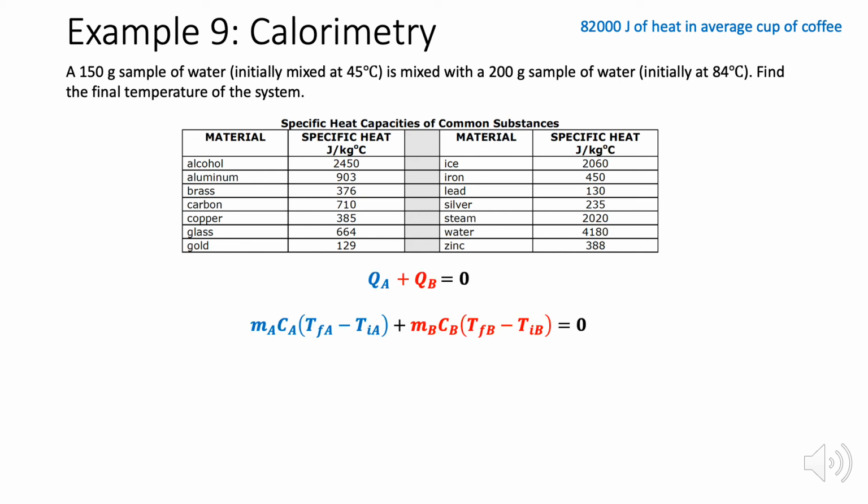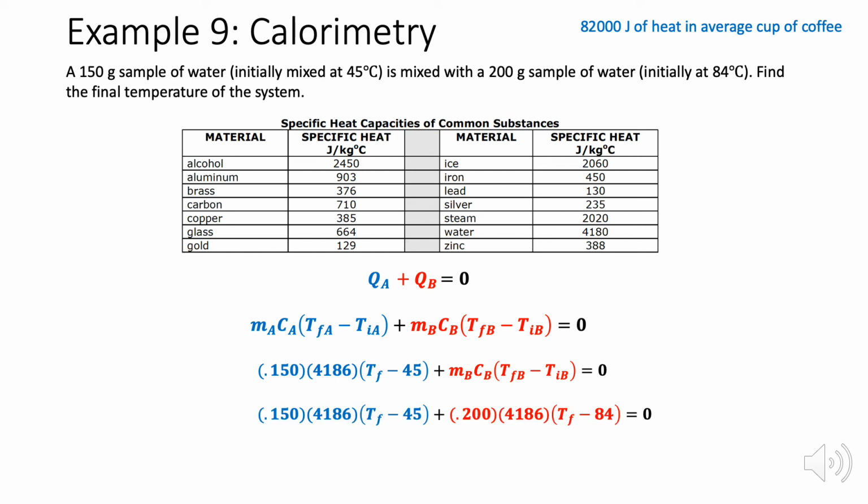Now, for the first water case, the 150 grams, it gives me the mass and the initial temperature. And I know the specific heat of water, which is 4,186. I did change the 150 grams to kilograms, which is 0.150. Now for the second water sample, at 200 grams, I know the same information. The mass is 0.200 kilograms. The specific heat of water is 4,186. I'm looking for the final temperature, and the initial temperature is 84 degrees Celsius.